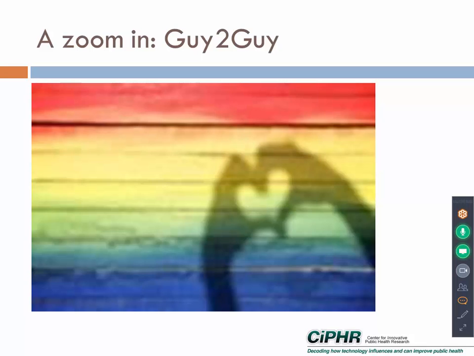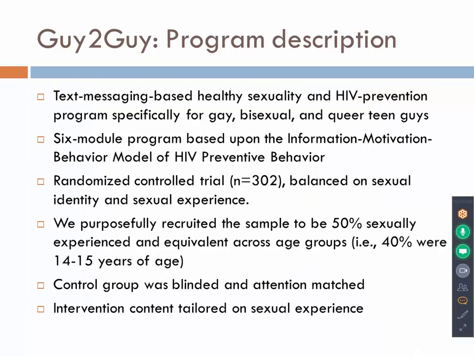So let me show you what this looks like in an actual program development. This is guy to guy, and if we have time, we can talk about other program developments. But this will give you a sense of what it looks like step by step. This is a text messaging-based healthy sexuality and HIV prevention program that we developed for sexual minority teen guys, 14 to 18 years of age.